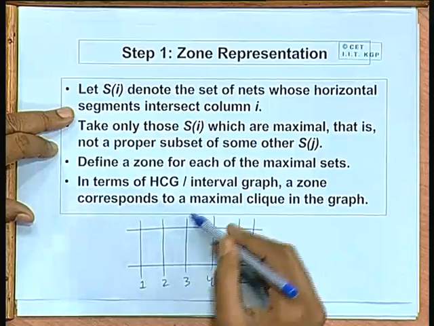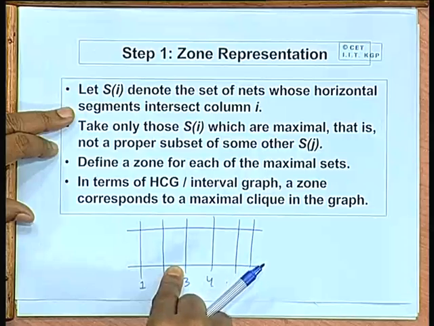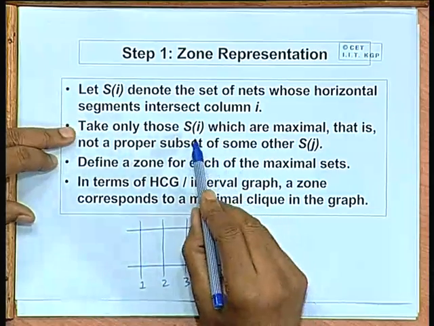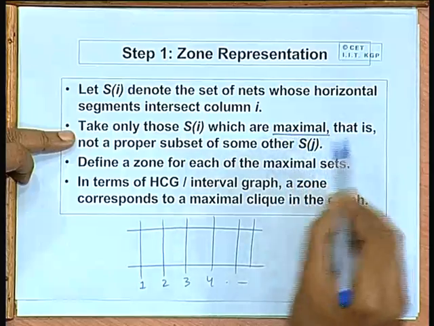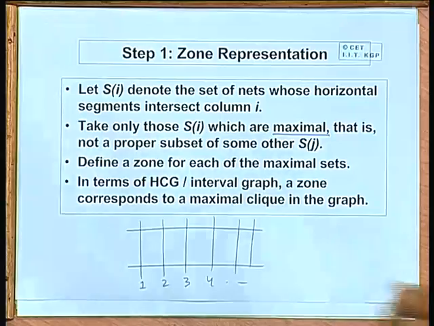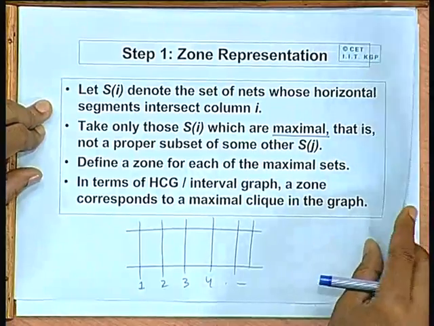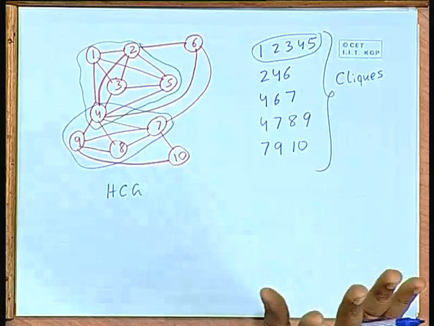Now, as we go on computing Si, you will find that some of the Si can be subset of others. So, we take only the maximal Si which are not subset of others. You take only those Si which are maximal, not a proper subset of some other Sj. Now, if two Si are identical, you take one of them, delete other, and if one is a proper subset, delete that proper subset. Take only the maximal ones. So, after taking the maximal ones, whatever remains will be these. This is the idea.